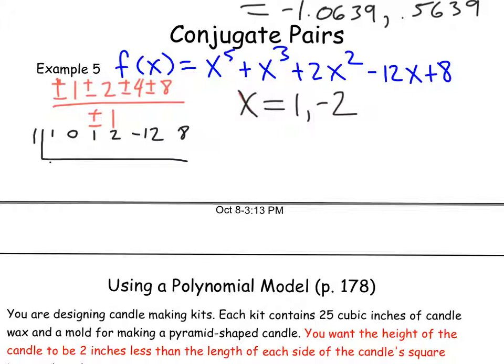I bring down the 1. One times 1 is 1. 0 plus 1 is 1. 1 times 1 is 1. 1 plus 1 is 2. There we would get 4. And there we go, 1 is a 0.